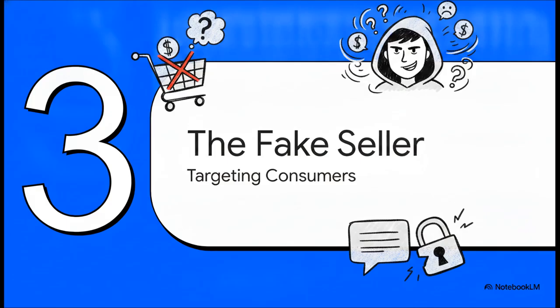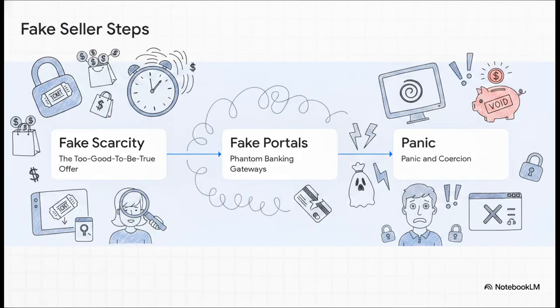Let's flip the script. Section 3, Vector B, the fake seller. What if you aren't the vendor, but the shopper? This vector preys on bargain-hunting consumers, and it follows a completely different 3-step timeline. First, artificial scarcity. The fraudster lures you in by advertising high-demand goods, think event tickets or wholesale items, at an unbelievable 50% below market value. Instant FOMO, right?